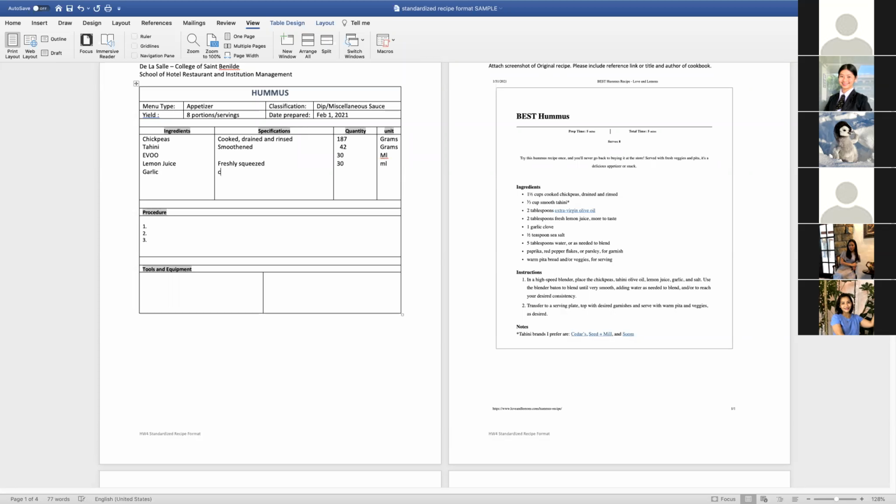Now for the garlic clove, let's just estimate garlic. The specification for this one is clove. When you check your recipes in the future, if it says head, it means the whole bulb. If it says garlic clove, it's the one little garlic. That's a clove. So let's estimate that one garlic clove is maybe 5 grams. Actually, it's even smaller. Usually 2.5.